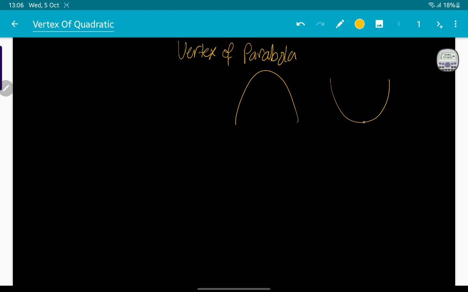You should know that we call this point the vertex of the graph. The same here, this point is called the vertex of the graph. Also, we can say that in this vertex we have two components. The first one is this line which divides the graph equally. It's called the axis of symmetry, and in this case this point is the minimum value.